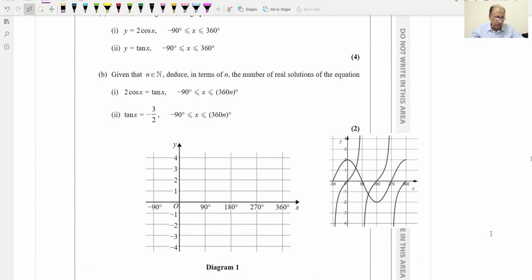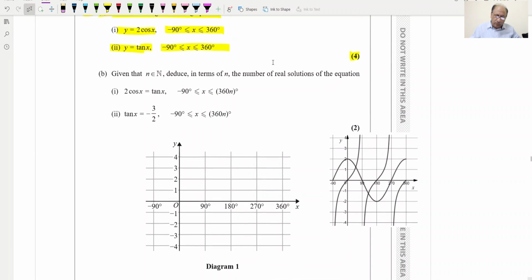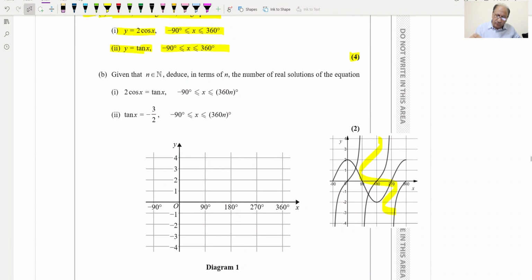Hopefully you understood this. Question number 7, A part. Sketch on diagram 1 the graphs of y is equal to 2 cos x from minus 90 to 360 and y is equal to tan x from minus 90 to 360. This is a 4-mark question. This is a simple straightforward question. I have copied the standard graph also for you. This is not part of the question, and this one I'll explain.